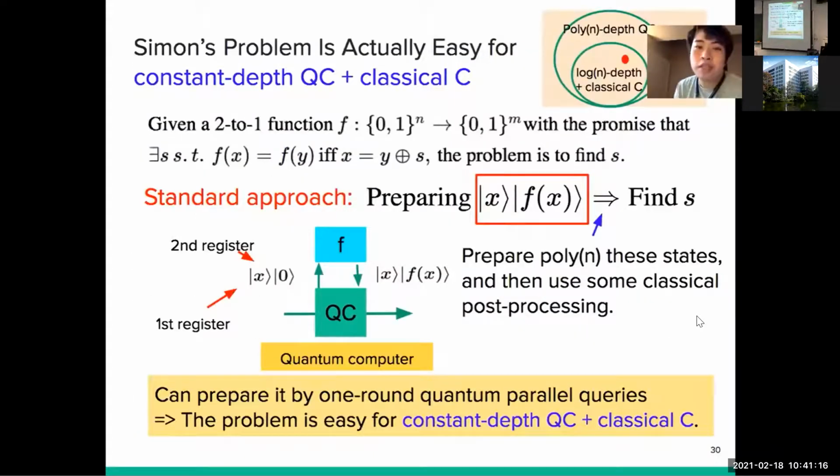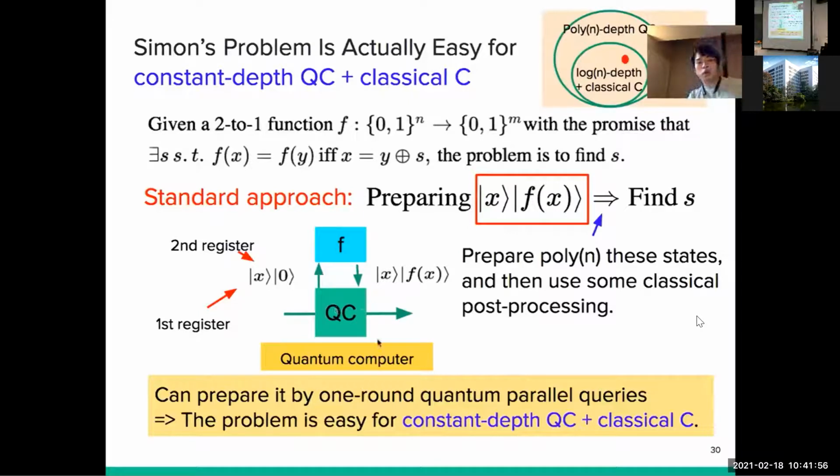However, Simon's problem is actually easy for constant depth quantum computer plus classical computer. So here, Simon's problem is actually in the inner circle, not here. Because of the limited time, I cannot tell you Simon's algorithm, but I can tell you a very crucial point about that standard approach. That crucial point is that if you can prepare polynomially many of this state x, f of x, then by using some efficient classical post-processing, you can find s efficiently.